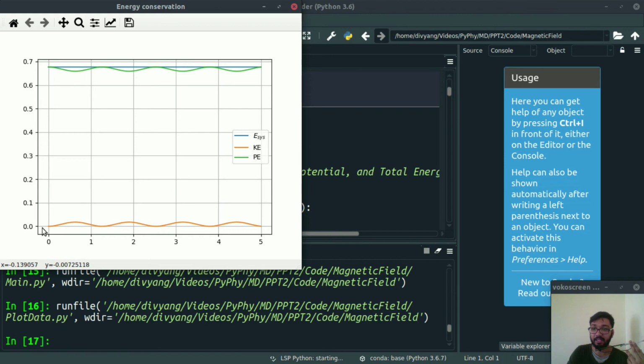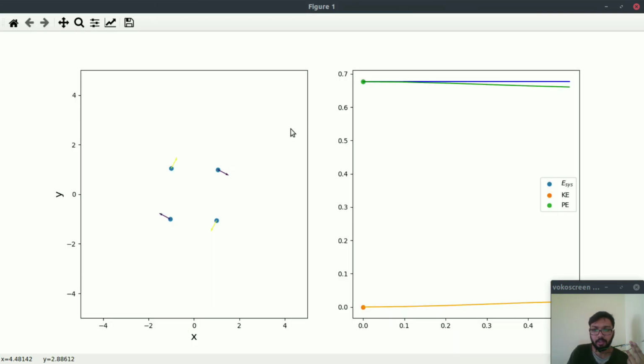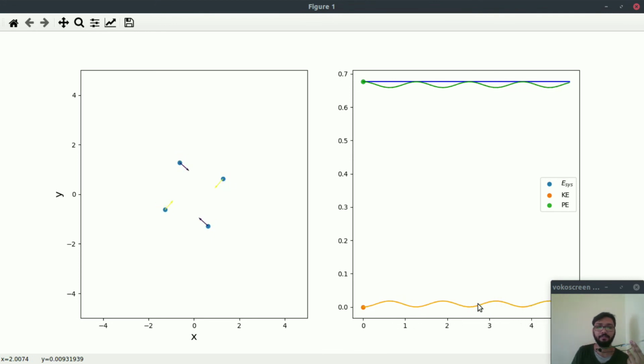As you can see, there is very low interaction between kinetic energy and potential energy. Okay, and let's see what kind of animation we are getting. Let's run this animation code. As you can see here, they are hardly moving, and this kinetic energy is remaining almost 0, right? So this is due to our magnetic field. Due to this magnetic force, these particles hardly move, right?